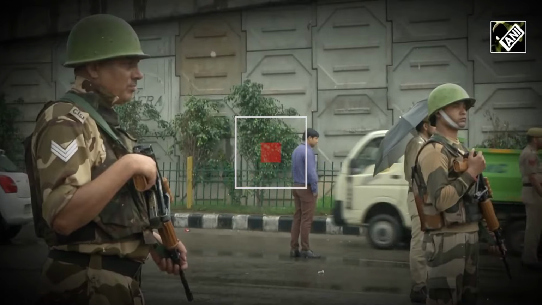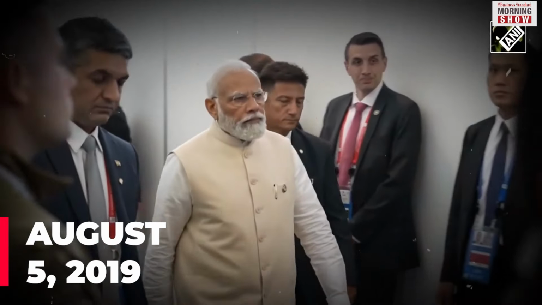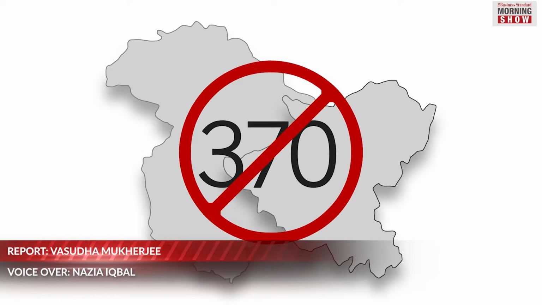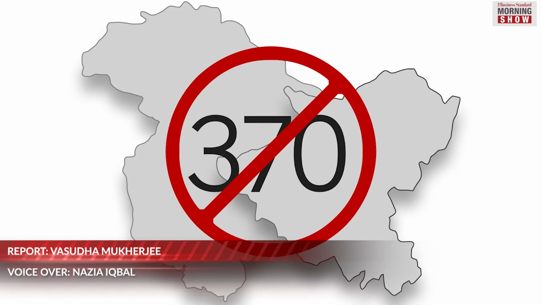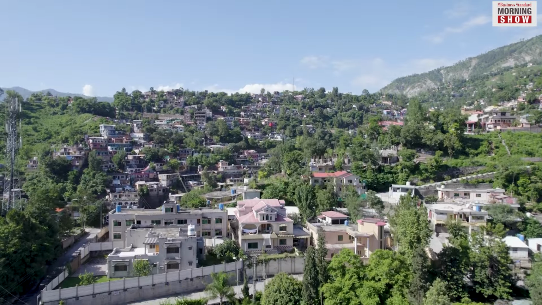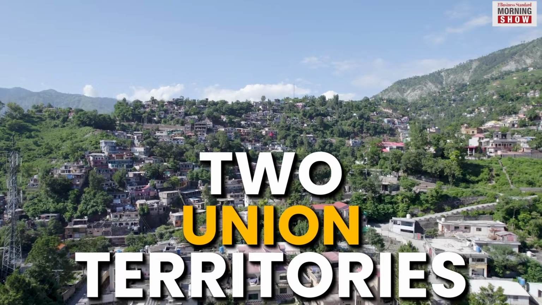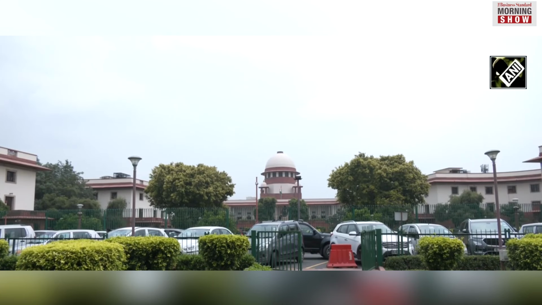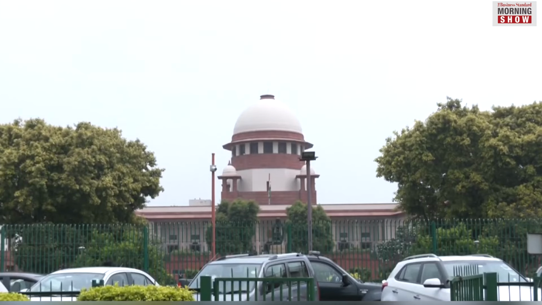About 4 years ago, on August 5, 2019, the government had brought two resolutions on Jammu and Kashmir. The first one rendered Article 370 inoperative in the state, and the second bifurcated it into two union territories, which are Jammu and Kashmir and Ladakh. It also extended all the provisions of the constitution to the state.